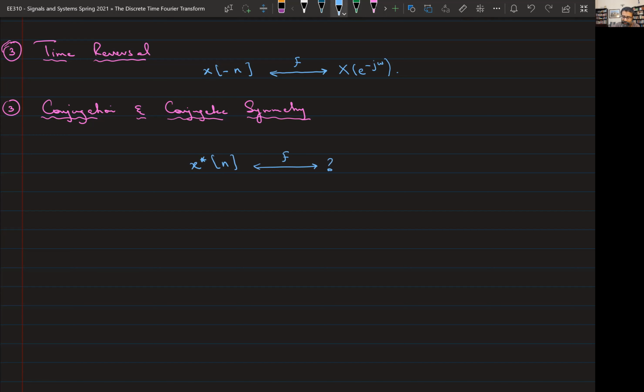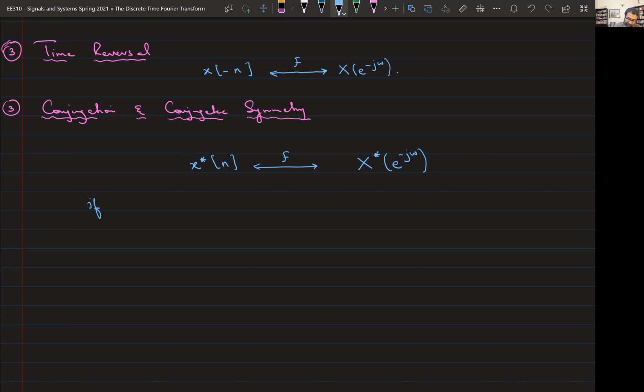Right, excellent, Abdullah. What happens is there's a conjugation in the Fourier domain and there's a flipping. So there are two operations. Conjugation in the time domain results in a conjugation and a frequency flipping in the Fourier domain, right? And you can go ahead and prove this. It's quite easy, right?